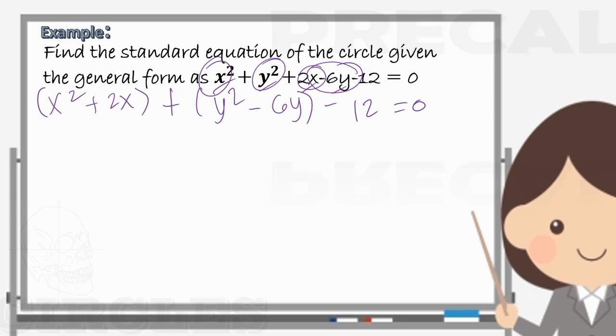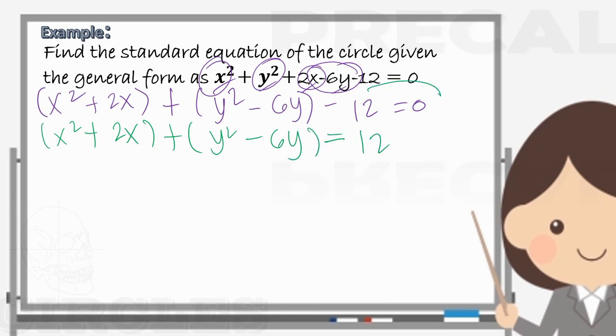Next is, i-transpose naman natin yung constant sa kabilang side. So, x squared plus 2x plus y squared minus 6y is equal to 12. So, hindi pa natin sa kabila. Kaya naging positive 12.